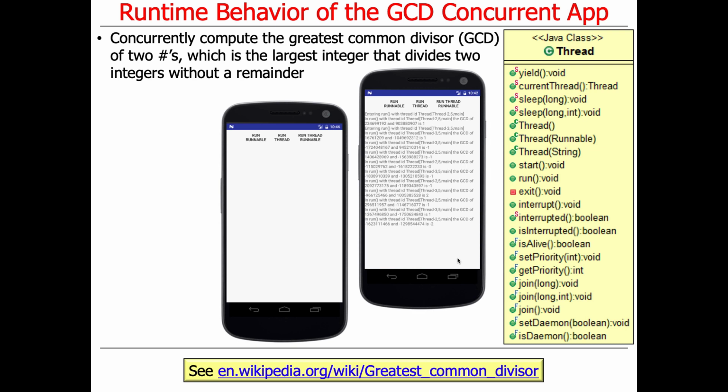divisor of two numbers. You probably remember from your math classes in probably 6th grade or something. That's the largest integer that divides two integers without a remainder.